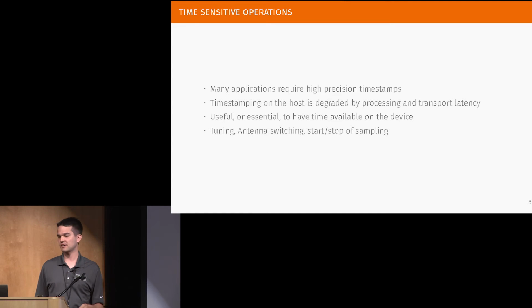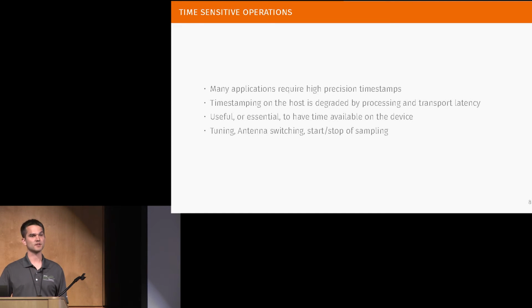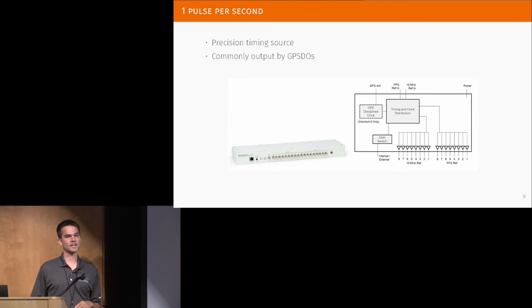So how do these radios actually find out what the time is? How do they establish this common time base? And the most common answer is you supply some external clocking edge, usually a 1 pulse per second because those are fairly ubiquitous. Most GPSDOs will output them. Some test equipment has them.